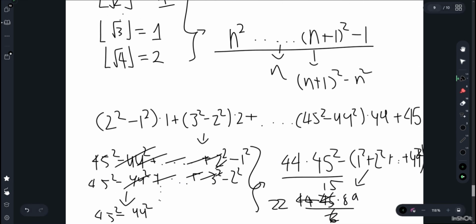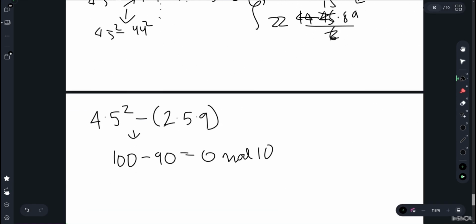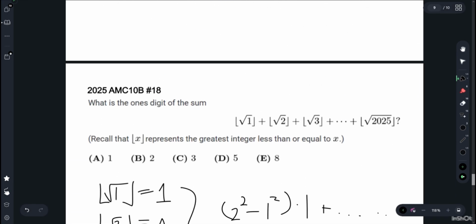Now, not to mention, we still have a 45 here we need to add. And so 45 mod 10 is going to equal 5.